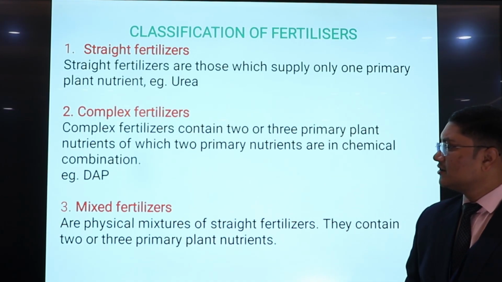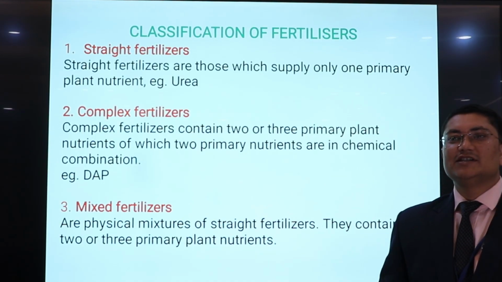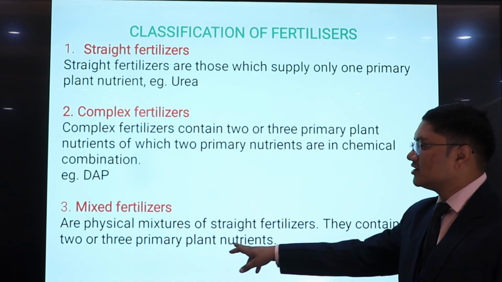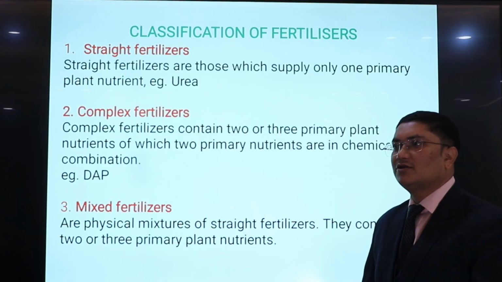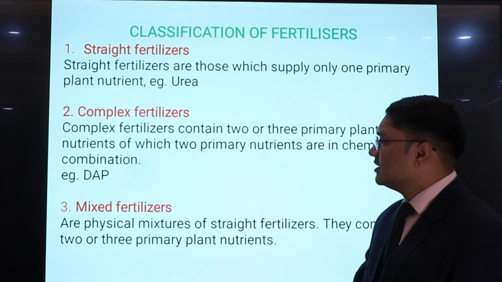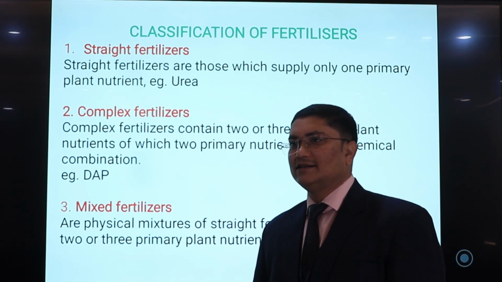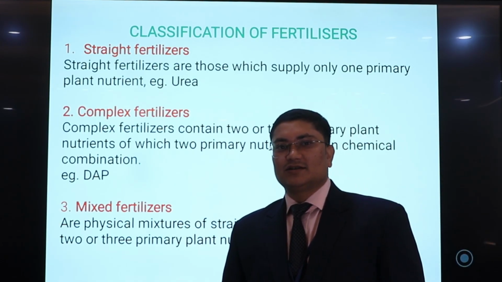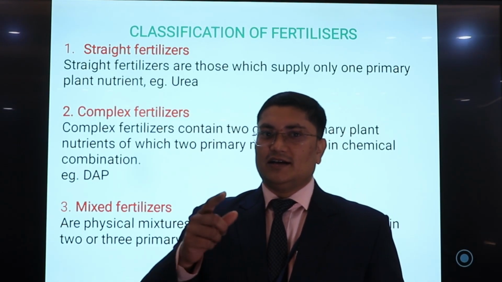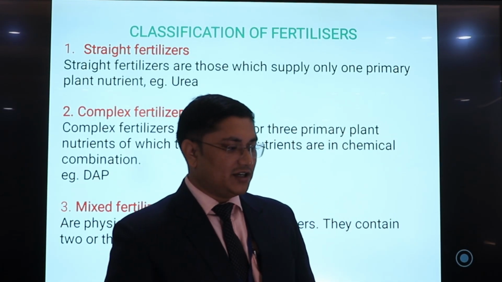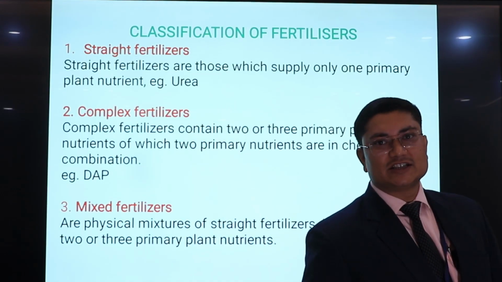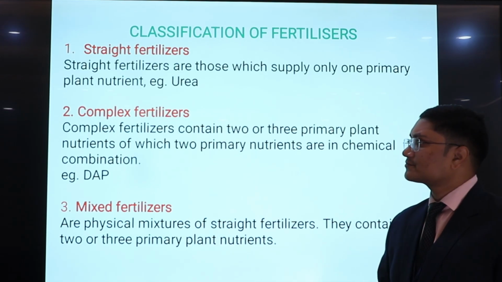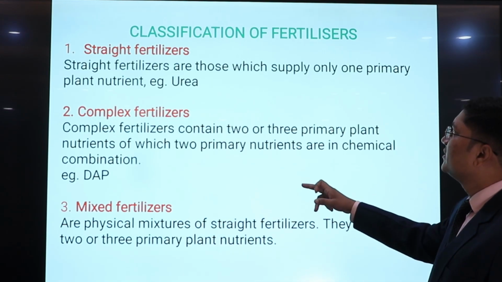And the third one, mixed fertilizers. This is any physical mixture of nutrient content, with two or three primary plant nutrients along with easily available micronutrients. That is called mixed fertilizer. Like you have seen in markets, NPK, where the ratio is also given, 10:26:26. So nitrogen is 10%, phosphorus 26%, potash 26%. NPK is the basic example of a mixed fertilizer. So these are the basic classifications of fertilizers.